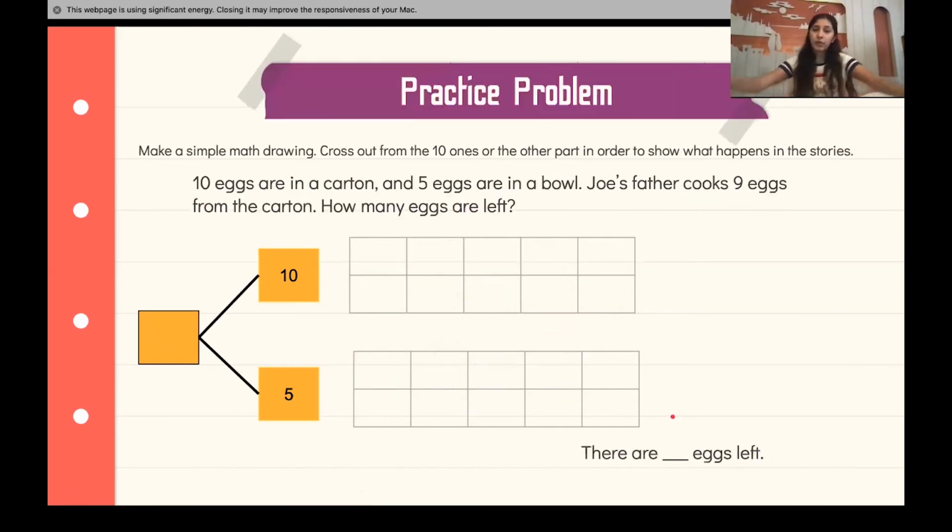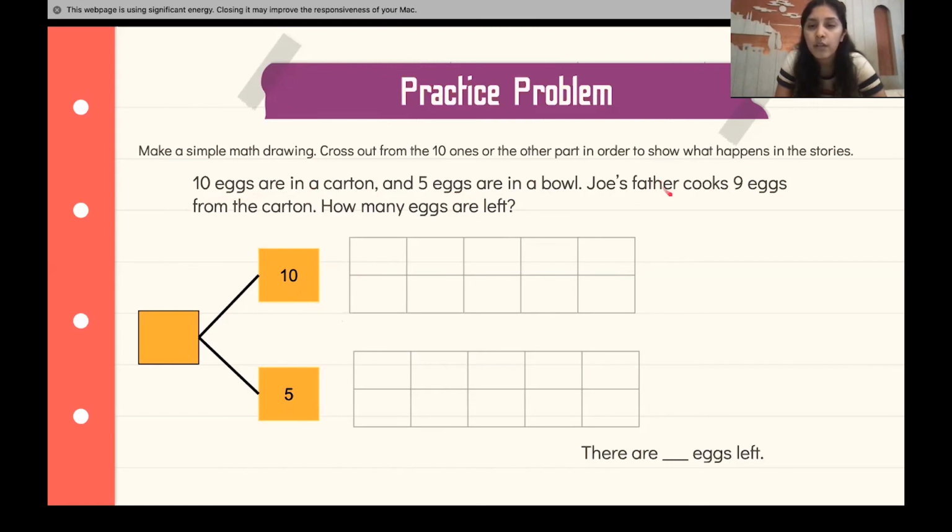Okay, next one. Look, we already have our tens frames ready for us, and we already know how we're going to decompose it. Let's read the word problem to see why this one isn't here, right? So it says 10 eggs are in a carton and 5 eggs are in a bowl. So 10 are in a carton and 5 are in a bowl.